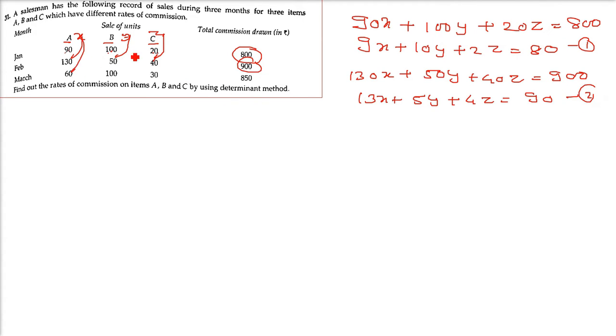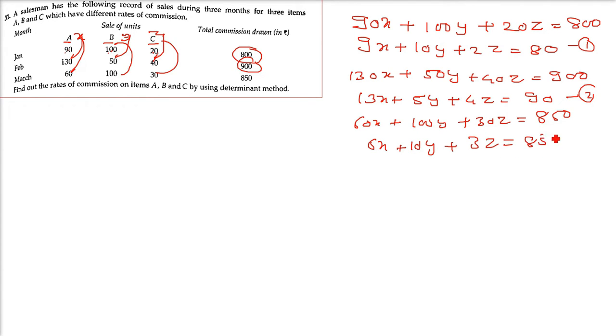Now the third equation similarly is 60x plus 100y plus 30z equals 850. You can also divide or use this equation directly. So 6x plus 10y plus 3z equals 85. This is the division by 10. So we have three equations here.